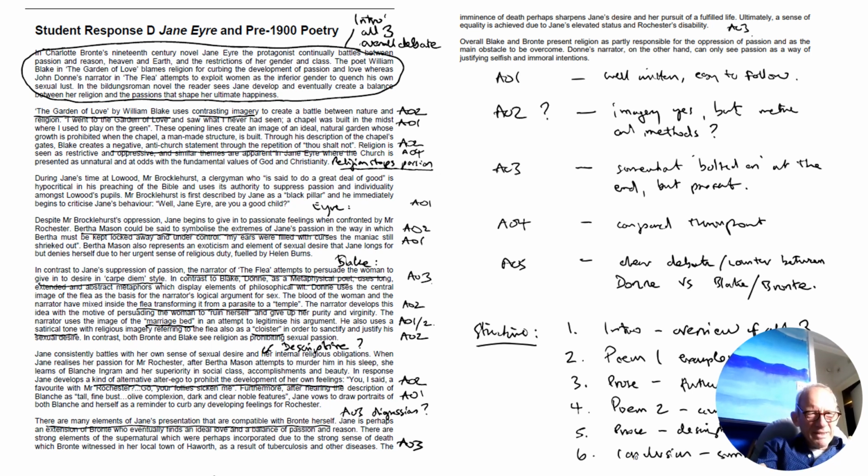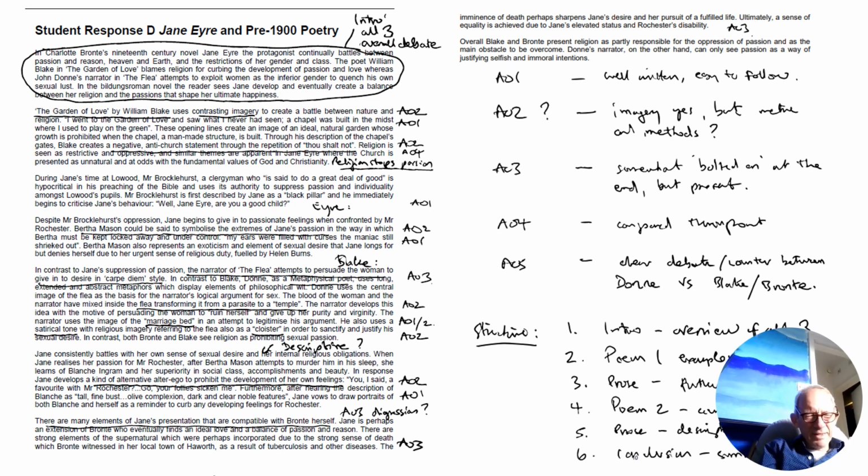Third paragraph, great deal of good, hypocritically as preaching of the Bible. So good connection with Jane Eyre and the Garden of Love, suppressing passion through religion, okay? A black pillar, okay, and immediately begins to criticize Jane's behavior. So good references to text, third paragraph.